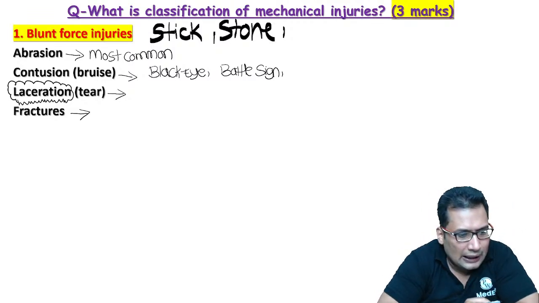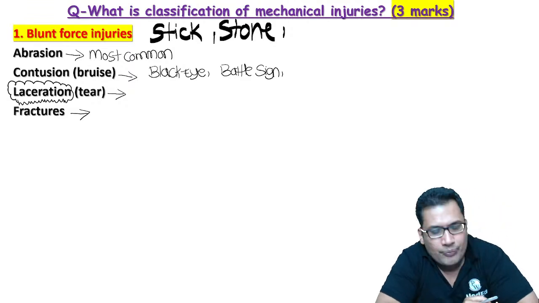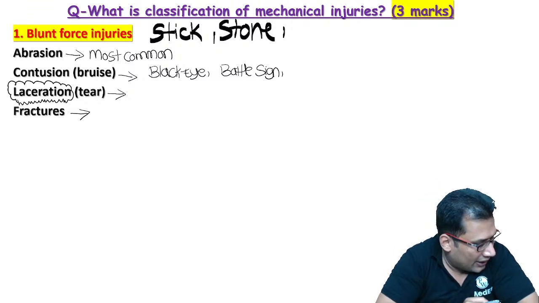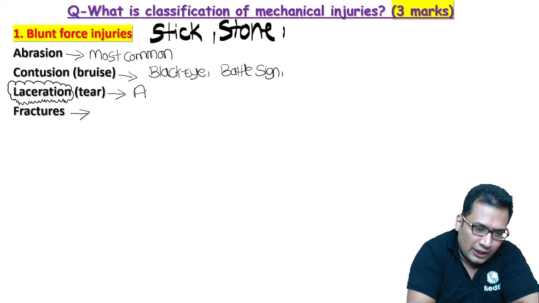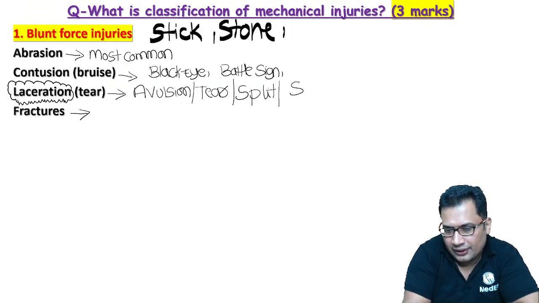Laceration types. Can you answer? Very, very important question in your forensic exam: describe types of laceration, medico-legal importance. Scratch laceration is not there. You are right about avulsion, correct. So it can be avulsion laceration, tear laceration. You are right about tear. Split laceration. One more is stretch laceration.